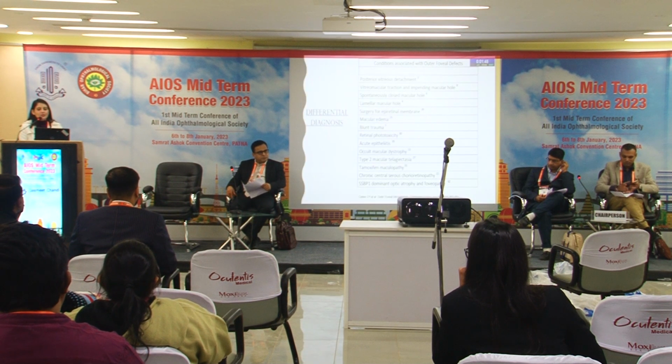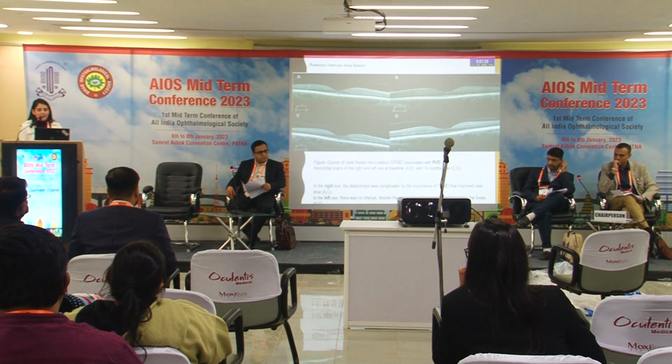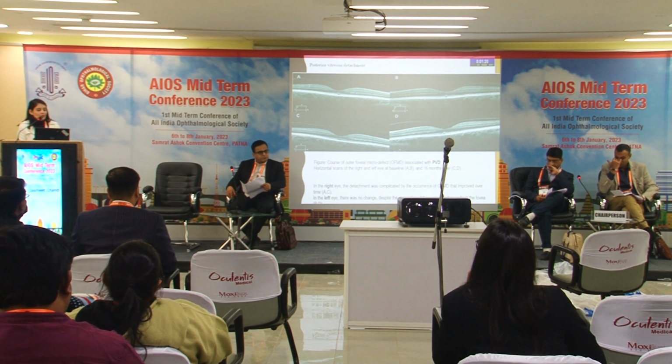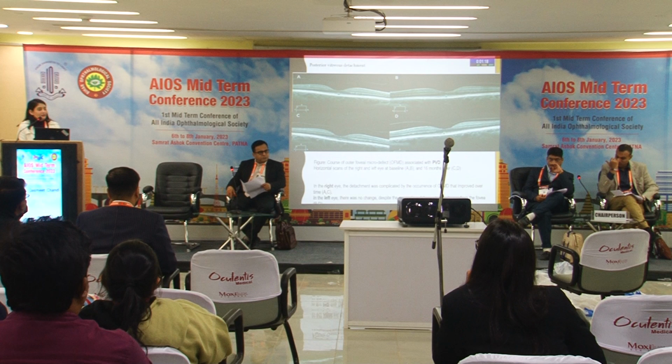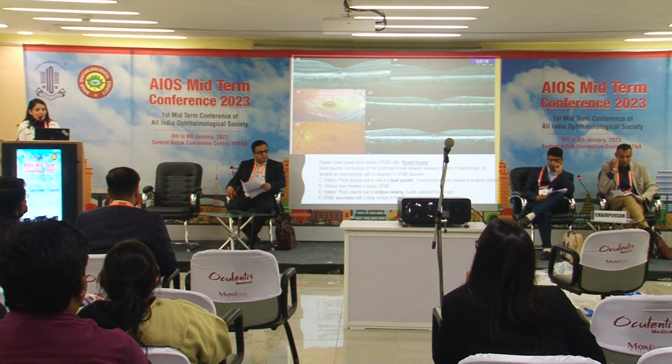These are the conditions which are associated with autofoveal defects. These could be posterior vitreous detachment, lamellar macular hole, macular edema, blunt trauma, ocular macular dystrophy, etc. This image shows a posterior vitreous detachment. In figure A and figure C, this is the image of the right eye showing the detachment was complicated by the occurrence of autofoveal microdefect that improved over time. And figure B and D is of the left eye, which shows there was no change despite the separation of the posterior vitreous from the fovea.